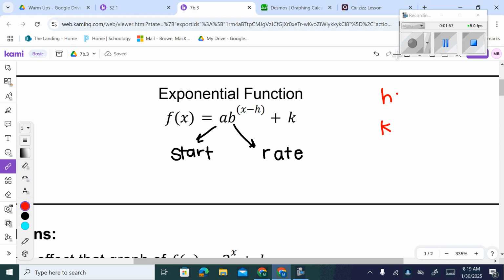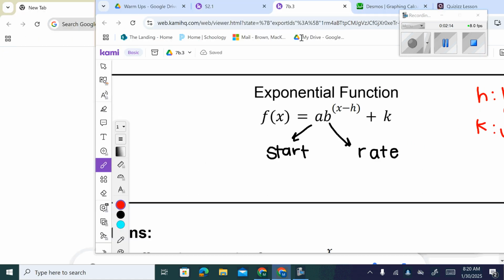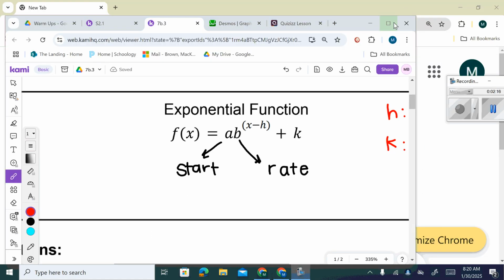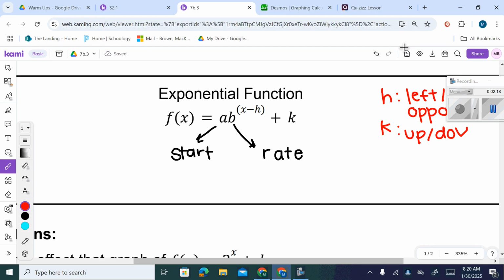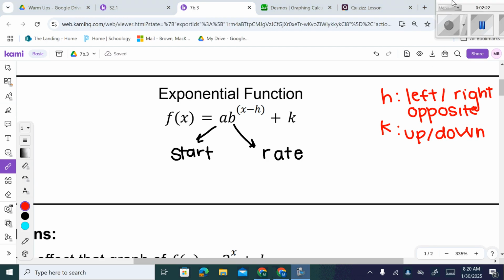Okay, so I want you to write H is left and right. But you have to do the opposite. K is gonna be what? Up and down, and it stays the same. Good. So we're gonna talk about what that means. Up and down. Okay. So we're gonna actually look at what that looks like.